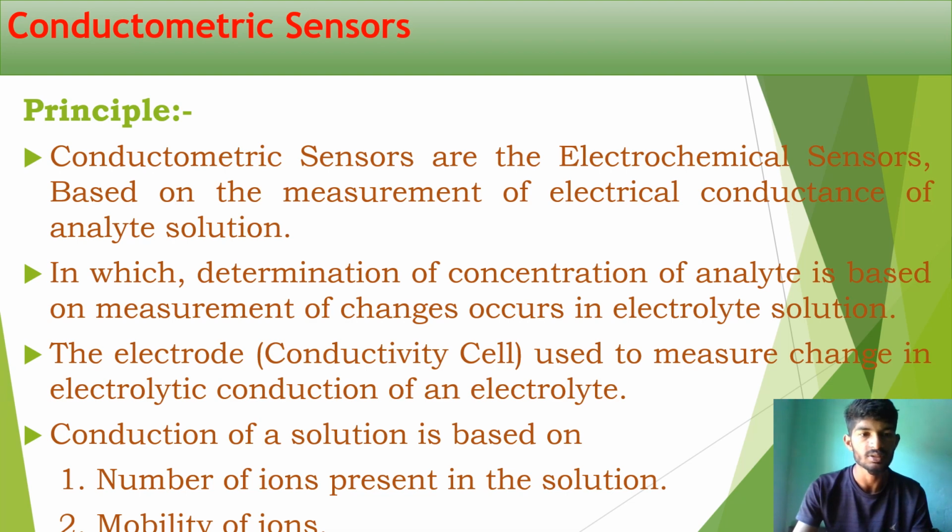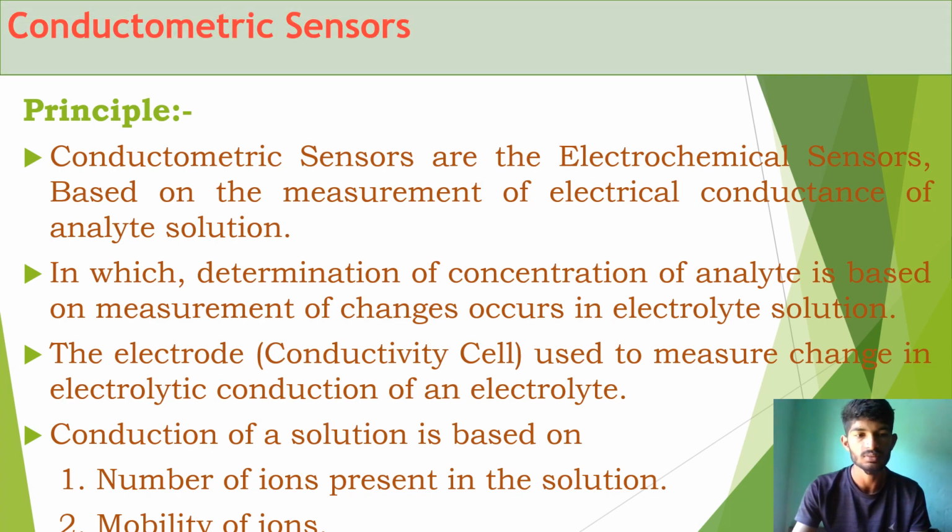Conductometric sensors. Principle: conductometric sensors are electrochemical sensors based on the measurement of electrical conductance of the analyte solution, in which determination of the concentration of the analyte is based on measurement of changes that occur in the electrolyte solution. The electrode is used to measure the change in conduction of an electrolyte. Conduction of a solution is based on the number of ions present in the solution and the mobility of ions.